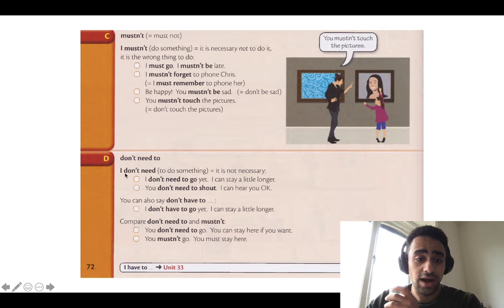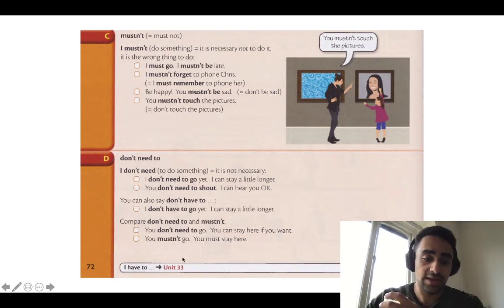So I don't need to do something means it's not necessary. I don't need to go yet means I can stay a bit longer. I don't have to go now. You don't need to shout. I can hear you. You don't have to be loud, so you don't need to shout. You can also say I don't have to, as I was saying. So I don't have to go, I don't need to go, both mean the same thing.